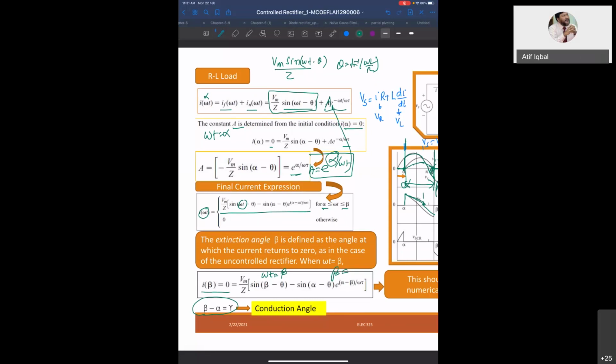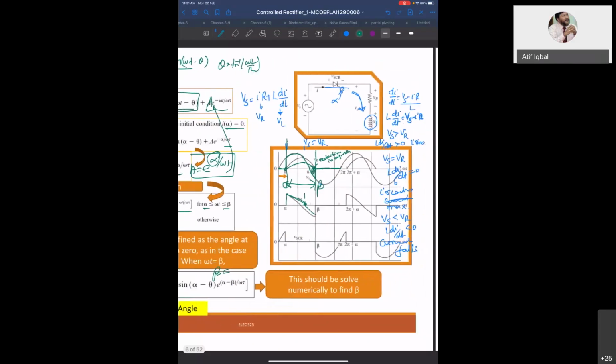Alpha should be given to find A, no. You have to calculate alpha, then you get A. Now, how do you calculate alpha? Alpha depends upon the average voltage. We have not come to that point yet. We are still solving for the current. Okay, so let us see.